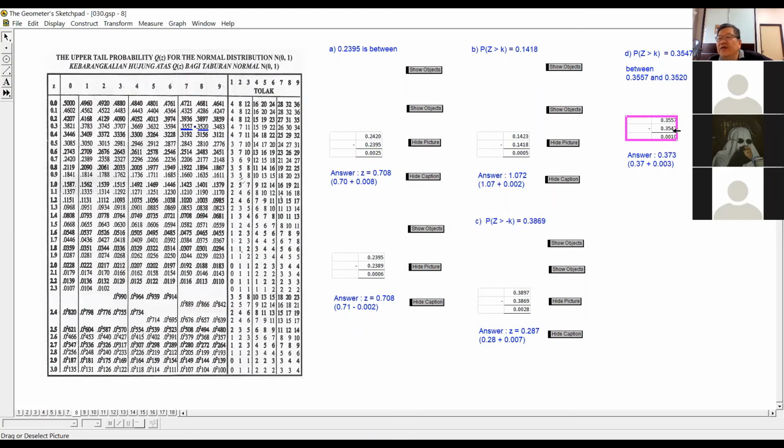0.3557 minus 0.3547 is 0.0010. I just read it as 10. So I go to the back and look for the difference. There is no 10 there. The nearest number is 11. So I choose 11. The corresponding number is 3. So the number k is what? 0.373. Correct, 0.373.